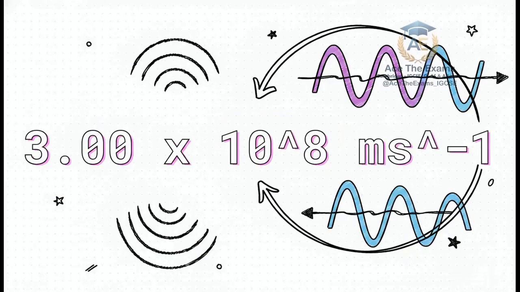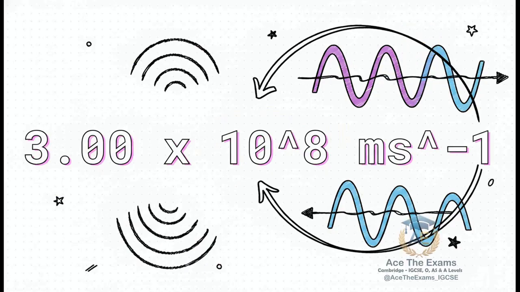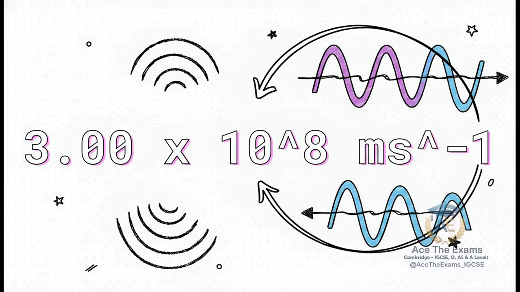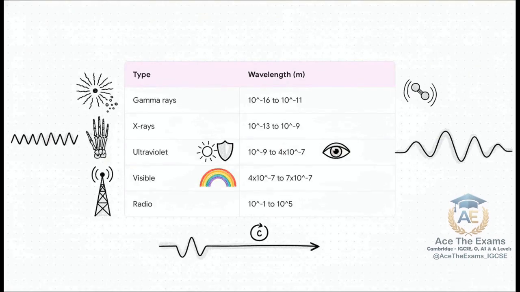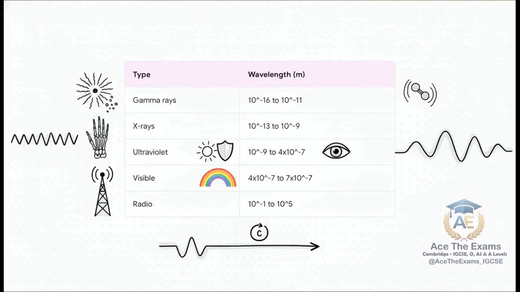Now, while sound waves are cruising along at just a few hundred meters per second, electromagnetic waves are an entirely different story. Every single one of them shares the ultimate unbreakable speed limit in a vacuum, c, which is exactly 3.00 times 10 to the power of 8 meters per second. And that constant speed brings us beautifully to the electromagnetic spectrum.